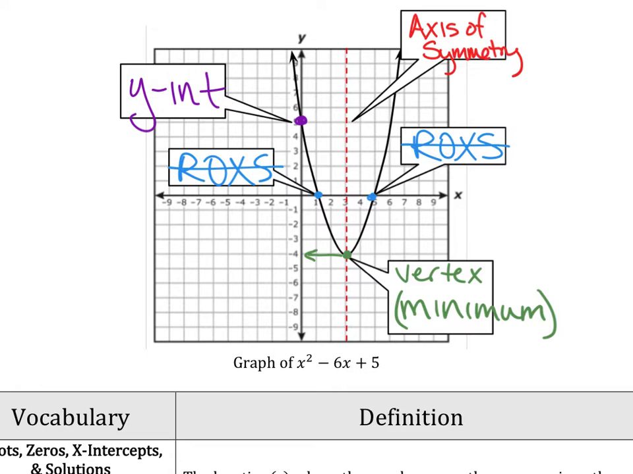So how low does this graph go? -4. That's its minimum value. That's as low as it goes. That's going to be super important for us. Okay, so let's write down a little bit more definitions for these things.